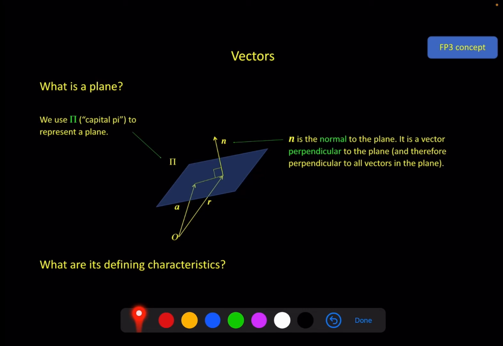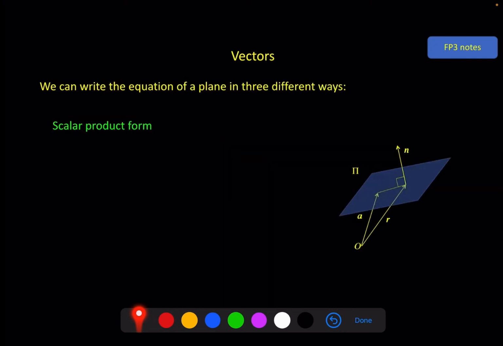So with a line, we need the position vector and the direction vector of the line. With a plane, we need the position vector of a point and the normal to the plane in order to define it completely. So we can write the equation of a plane in three different ways.